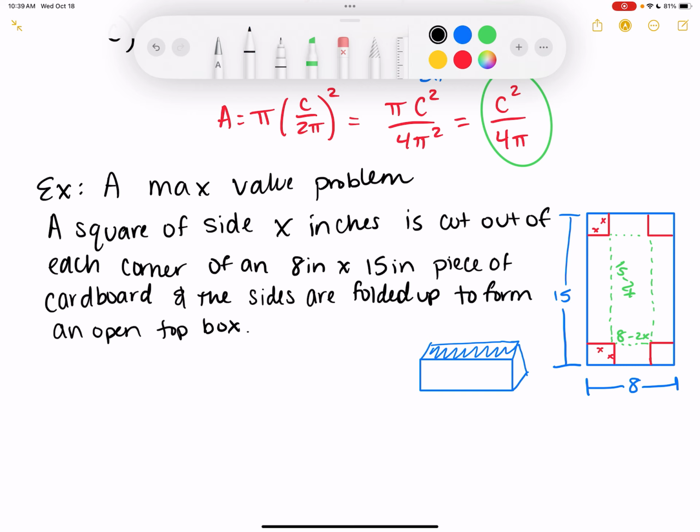So, again, we're going to do it in pieces. Part A says to write the volume of a box as a function of x. On those dotted lines, that's where my folds are occurring, so I'm folding up the sides of the box. Okay, so what does that tell me about my height of my box? How tall is my box going to be?